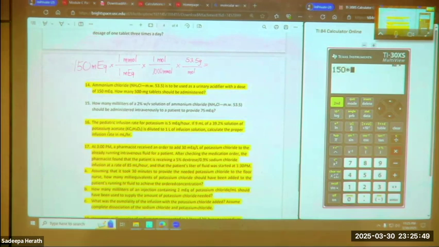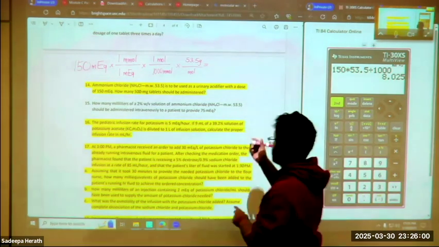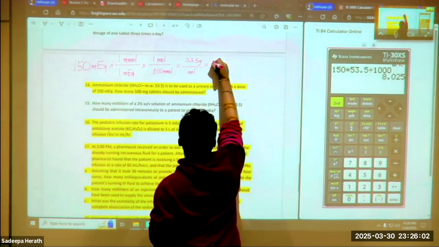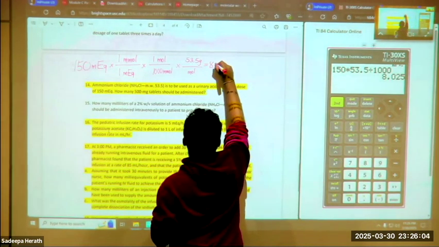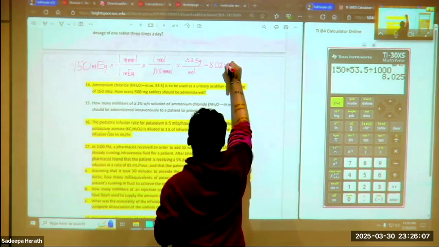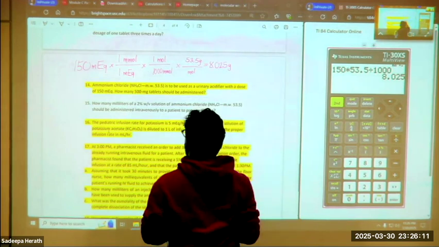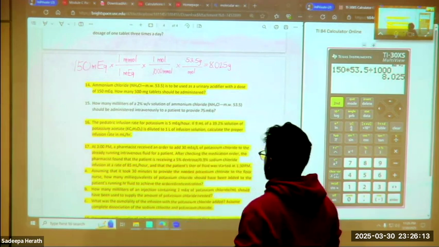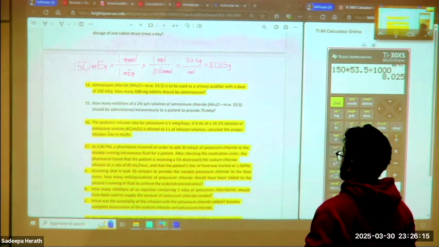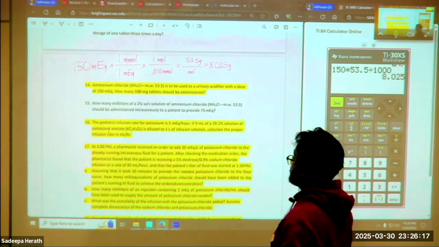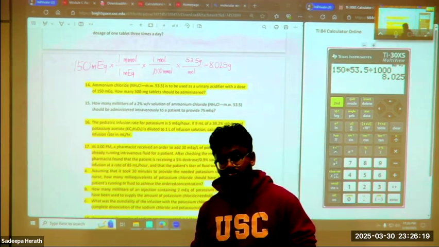$150 times 53.5 divided by 1,000 is 8.025 grams. Okay, and so that's the total amount of ammonium chloride in terms of grams.